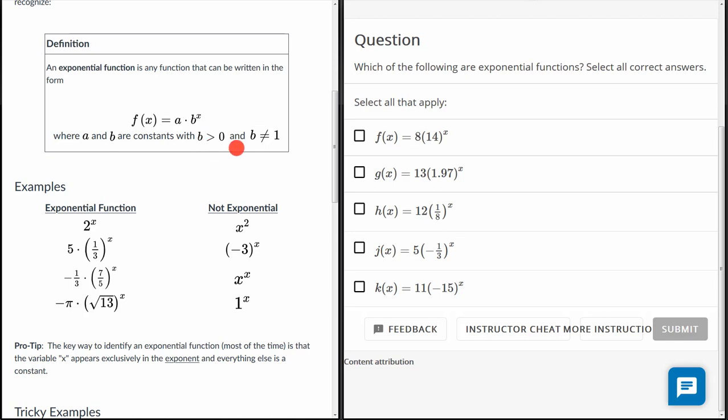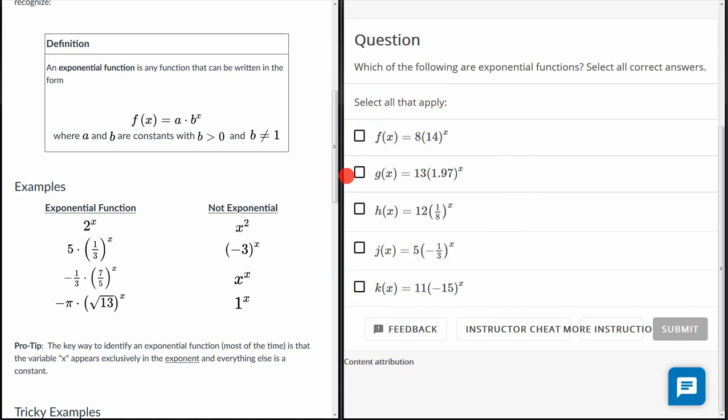And there are a couple of requirements. There are no requirements on a, but I guess a should not be 0. But if a was 0, this function would be equal to 0, and that would be boring. So we would never talk about that. So a is a non-zero constant, and b needs to be a positive constant, and b can't be equal to 1. So what we got here is a challenge to try to pick exponential functions out of the lineup.